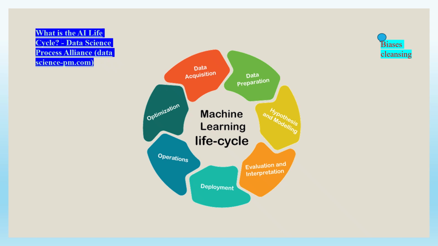So we look here at a circle, and in the circle we see different colors. The first one here is the orange one, and it's called data acquisition. This is the first step in the machine learning cycle. This procedure is all about obtaining and compiling data from different sources in order to be able to test and train a machine learning model.